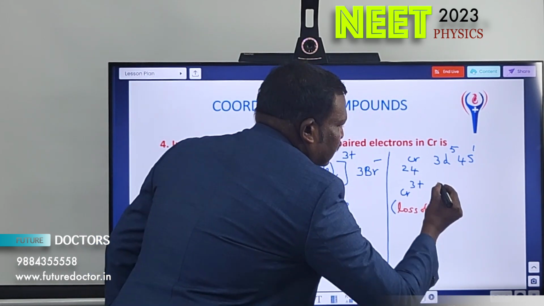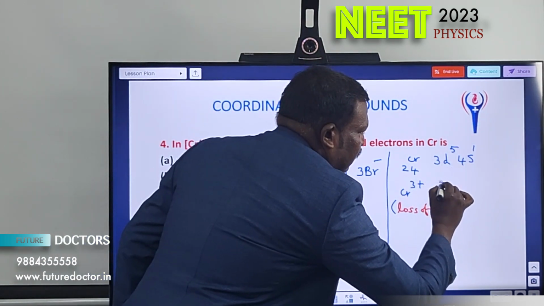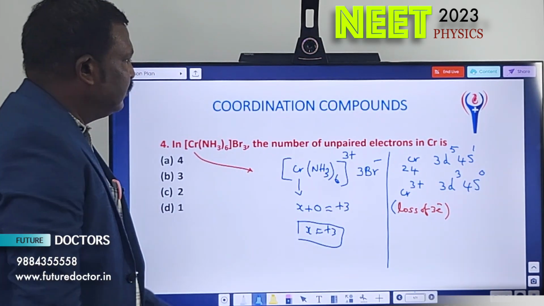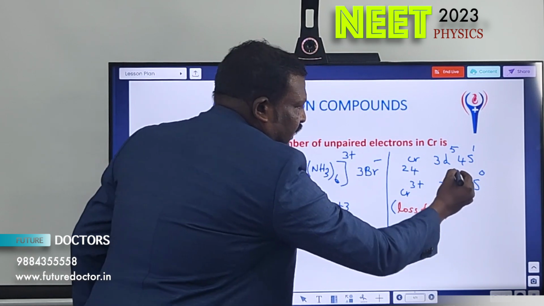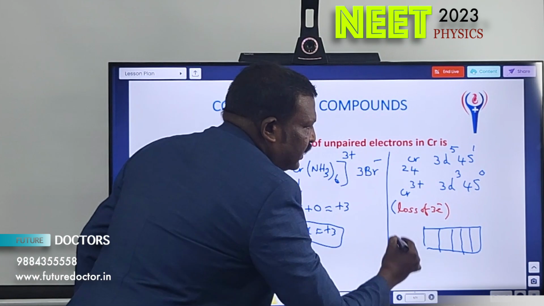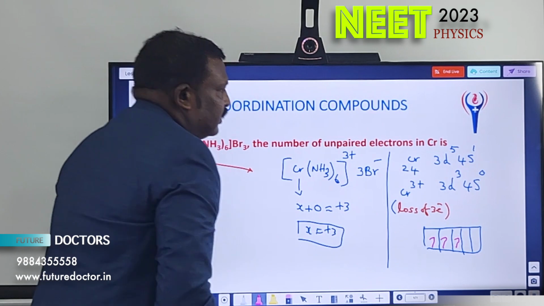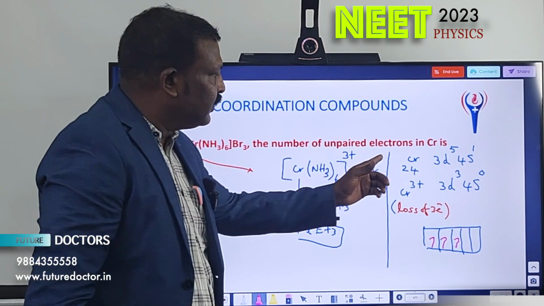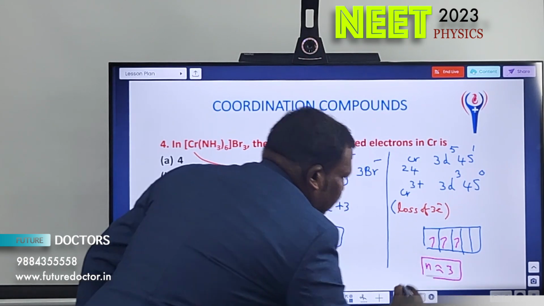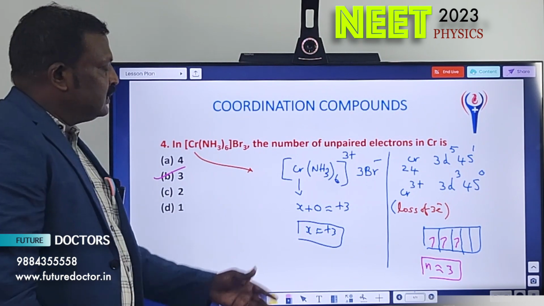Understood? Right. Now loss of 3 electrons means 1 from here, 2 from here. Now it will be 3d3 4s0. Is it correct or not? Okay. Then now you put the electrons in the orbitals. D means how many boxes? We have 5 boxes, 5 orbitals. How to fill up 3 electrons? 1, 2, 3. They're asking to find only the number of unpaired electrons. So the number of unpaired electrons is 3. Understood? Very simple. Among the options, B is the correct one. Atomic number is very important.